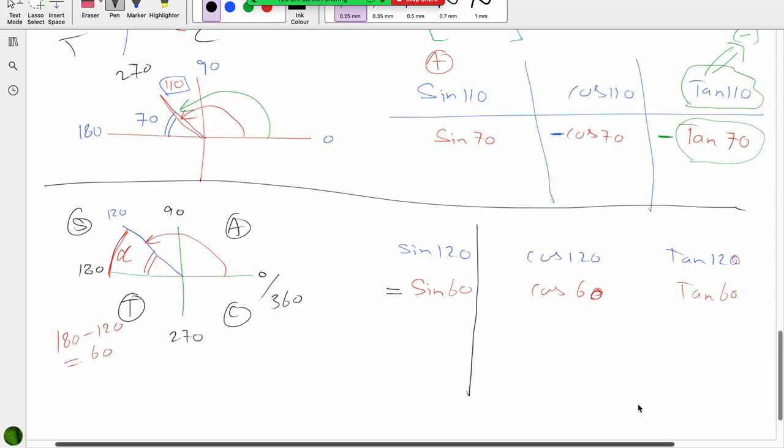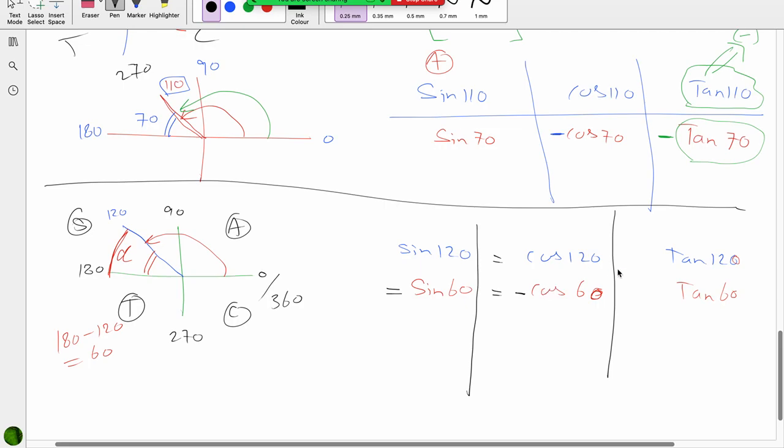Okay, cos 120 positive or negative? It's negative. And cos 60 alone is positive. So to make them equal, I can say cos of 120 is equal to negative cos of 60, because I cannot make any change in the question. So I have to adjust this negative positive sign with my answer.